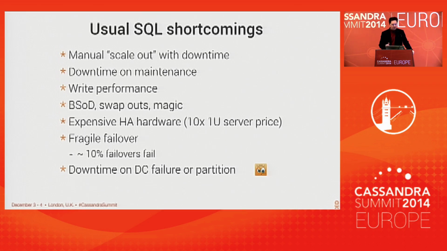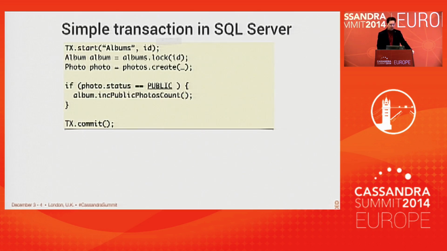And this runs on expensive hardware. A high availability cluster setup is 10 times the price of a commodity server. Still, when it comes to failover, it is very fragile. Often the standby node fails in several minutes after a failover attempt. And this expensive setup cannot serve its data on a data center partition. And this limits our site availability.